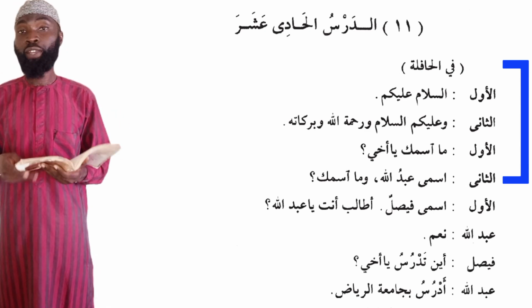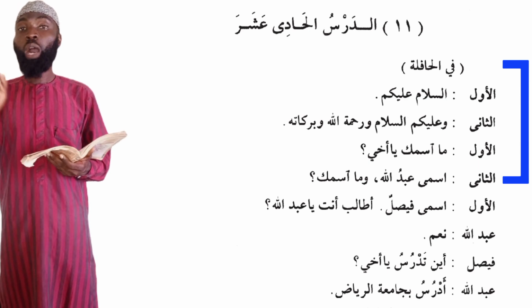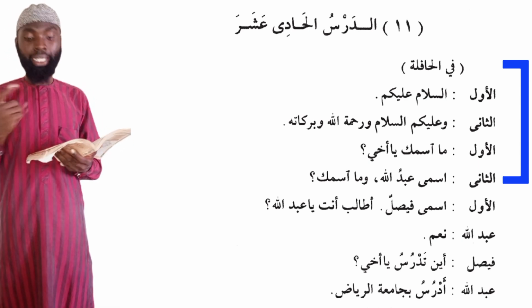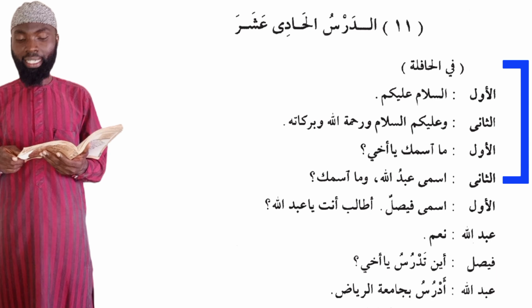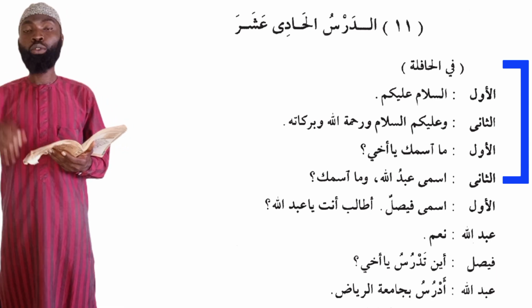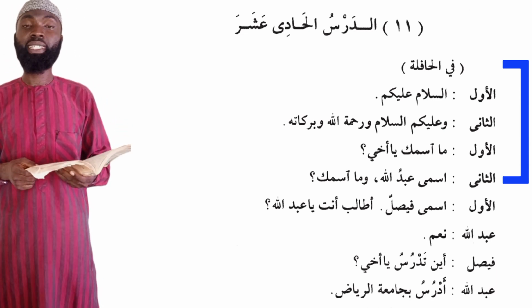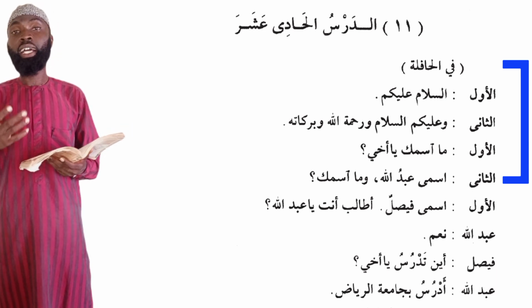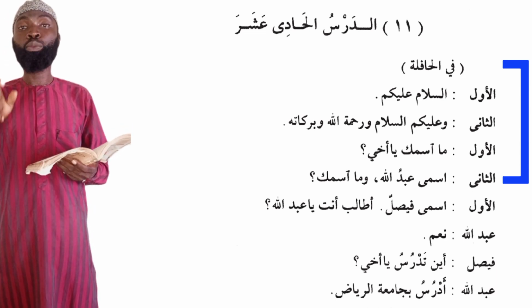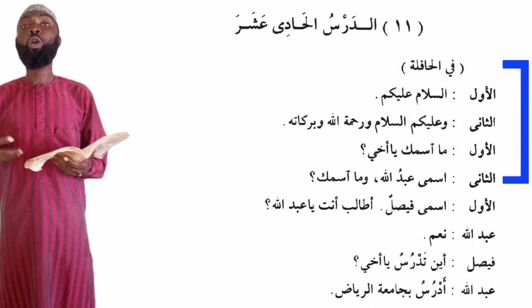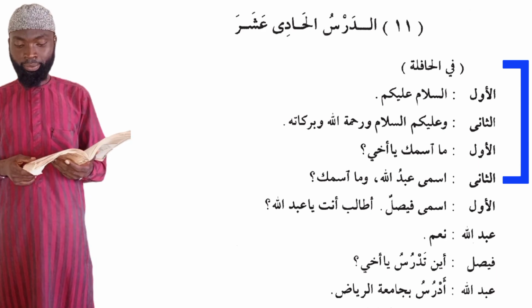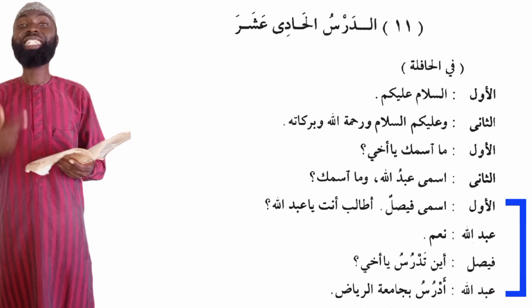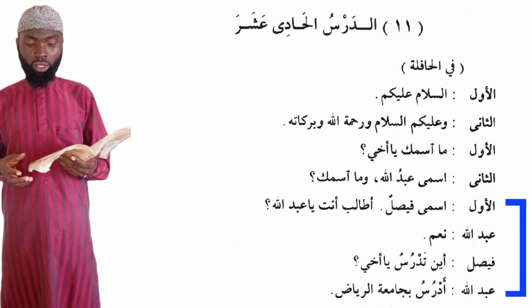Now we have Fil Hafila in the bus. Al-Awwal, the first person, says Assalamu alaikum, and the second person, Al-Thani, says Wa alaikum assalam wa rahmatullahi wa barakatuh. Then the first person says Masmuka ya akhi, what is your name, oh my brother? Al-Thani, the second person, says Ismi Abdullah, my name is Abdullah. Wa masmuk, and what is your name? Al-Awwal, the first person, said Ismi Faisal, my name is Faisal.